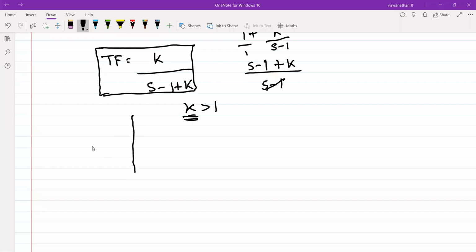Suppose this is the S plane, the pole must be here. It must lie on the left side of the plane. Only then the system would be stable. So the question is, what value of K makes the system stable? We need S to be negative, is it? Yeah. Okay, sir. S minus 1 plus K equal to 0. Yeah, I got it, sir.